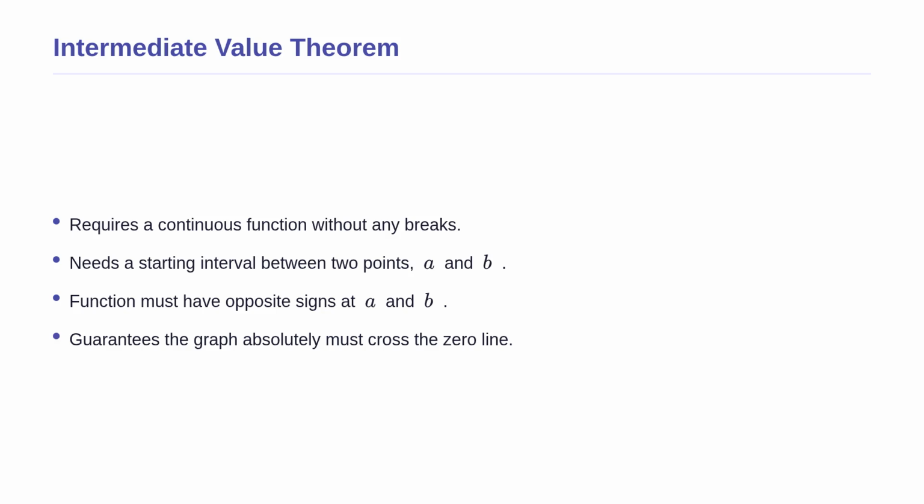For this method to work, our function must be continuous, meaning you can draw it without lifting your pen. We also need a starting interval, defined by 2 points, a and b. The absolute most critical requirement is that the function must have opposite signs at these 2 points. If you are above ground at point A and below ground at point B, you absolutely had to cross the surface of the earth at some point. That crossing point is our root.